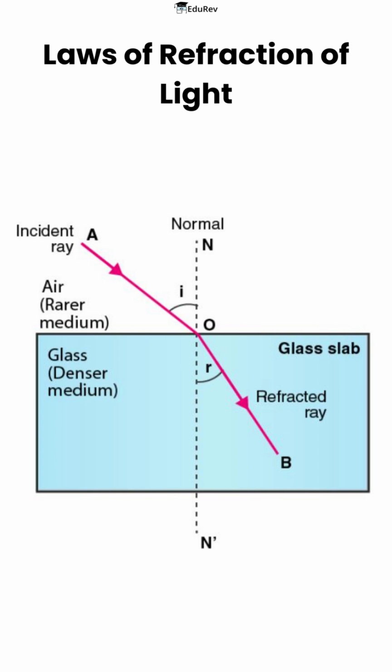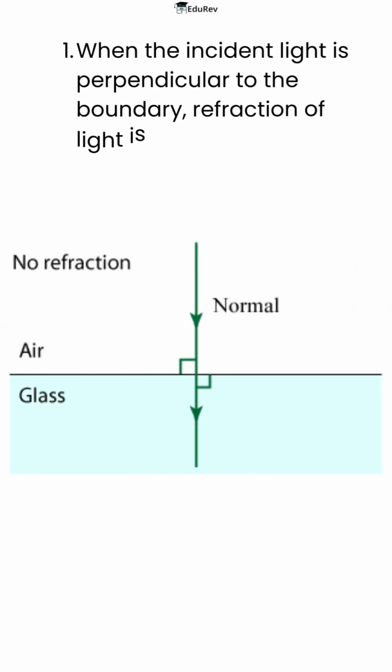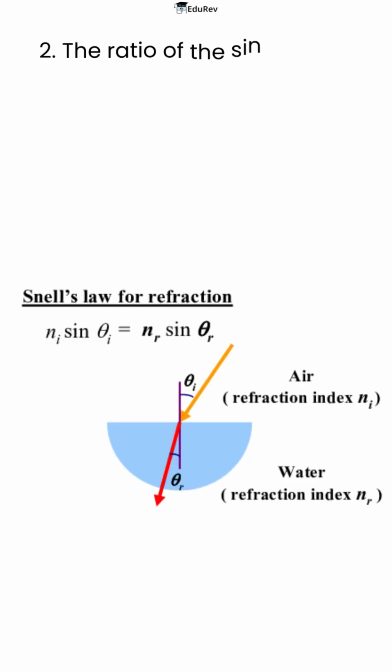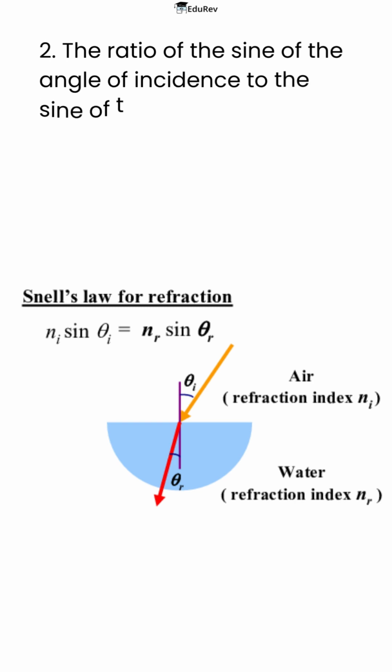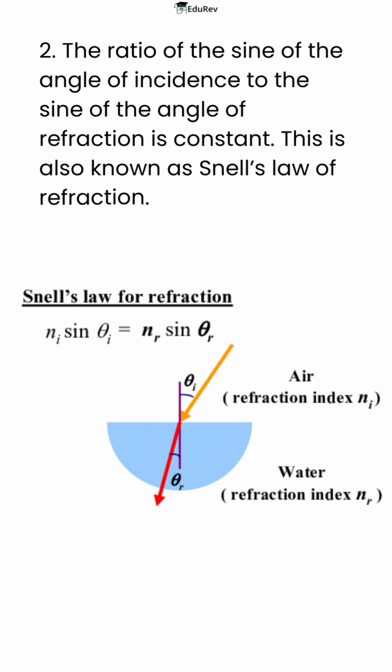Laws of refraction of light. When the incident light is perpendicular to the boundary, refraction of light is not possible. The ratio of the sine of the angle of incidence to the sine of the angle of refraction is constant. This is also known as Snell's law of refraction.